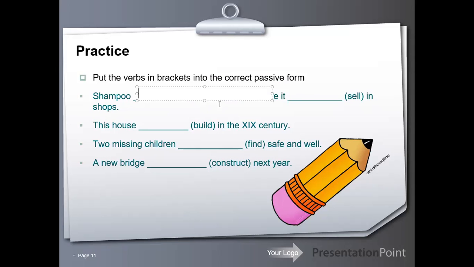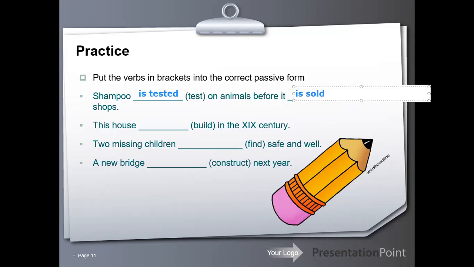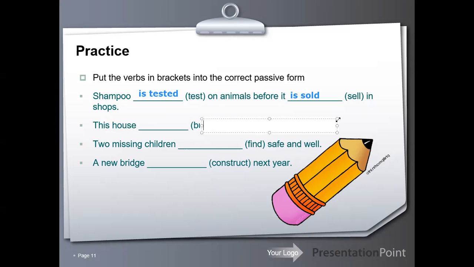Shampoo is tested on animals before it is sold. Ahí está la primera. Okay, so what about number two? This house built in 19th century. Built. ¿En qué tiempo estará esa oración? Presente. Present. Simple present. Present now. In 19th century? Century. Present or past? Past, right?